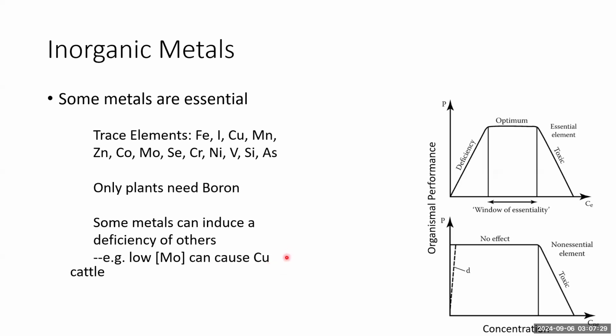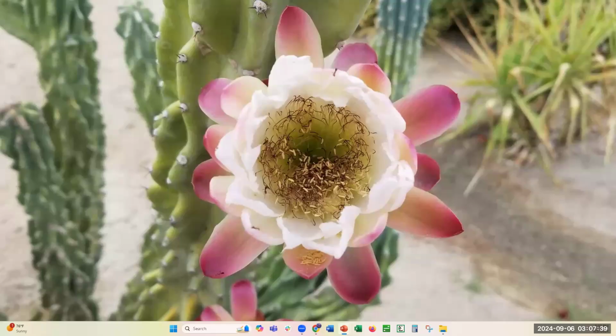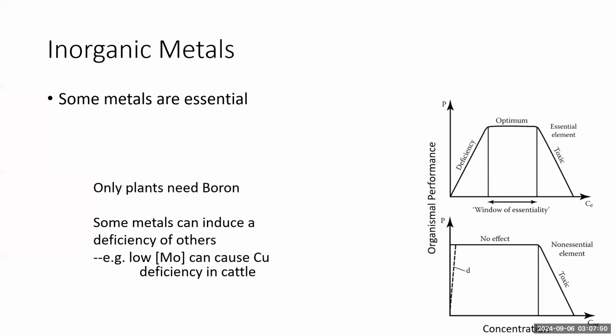There's supposed to be the word deficiency, copper deficiency in cattle. I don't know what happened to the rest of this. Hang on just 1 second. I want to try and fix that. There we go. That's how it is. There we are. That's better.